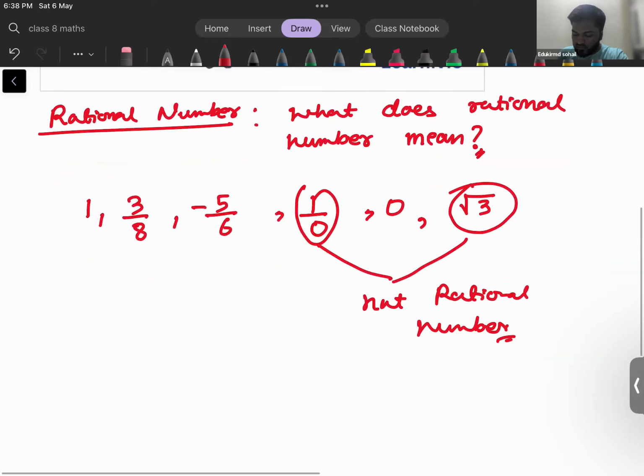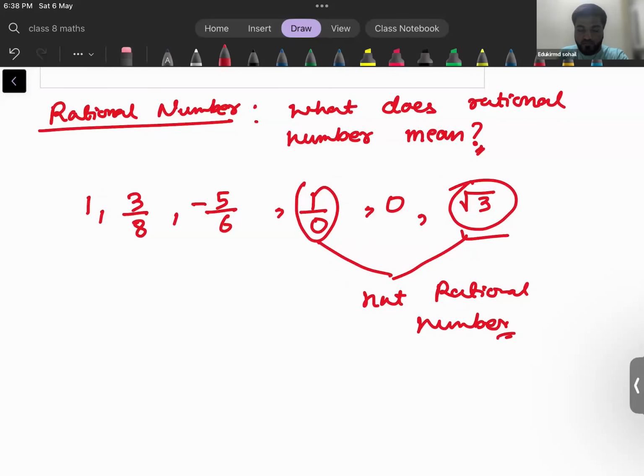But why root 3 is not a rational number? Because rational numbers can only be written in a fraction form, or p by q. That's correct. But you see, in the definition of rational number, any integers which can be represented in the form of p upon q. So by definition, p and q both of them are integers, right? Yes, p and q are integers.